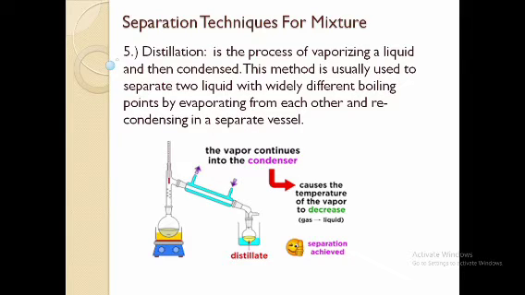Moving forward, let's talk about distillation. Distillation is the process of vaporizing a liquid and then condensing it. This method is used to separate two liquids with widely differing boiling points by evaporating them from each other and recondensing in a separate vessel. The vapor that condenses and is collected in a container is known as the distillate. It is used for the manufacture of gin and distilled water respectively.